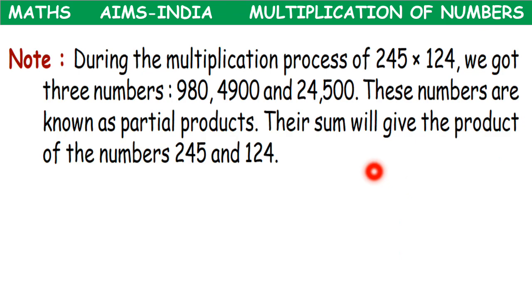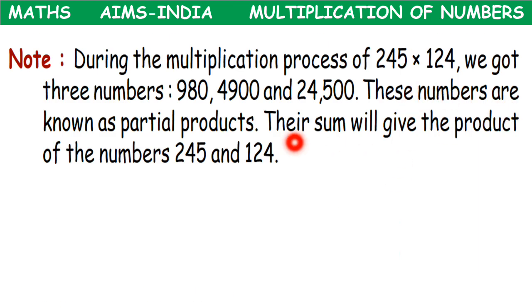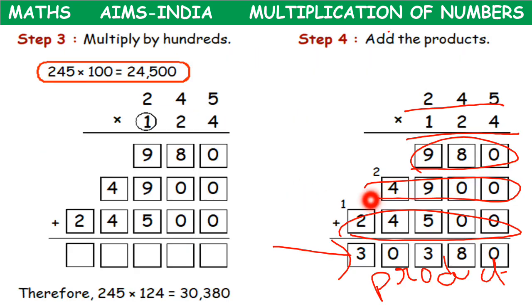Now moving on, note during the multiplication process of 245 into 124, we got three numbers: 980, 4900 and 24,500. They are talking about these 980, 4900 and 24,500. These numbers are known as partial products. Their sum will give the product of numbers 245 and 124. Yes, we know this, right children? The numbers that we got here are called as the partial product, and we'll get our final answer only after adding these three together.